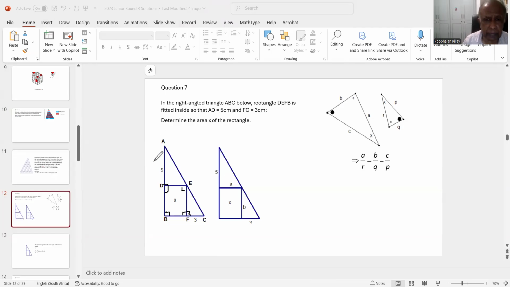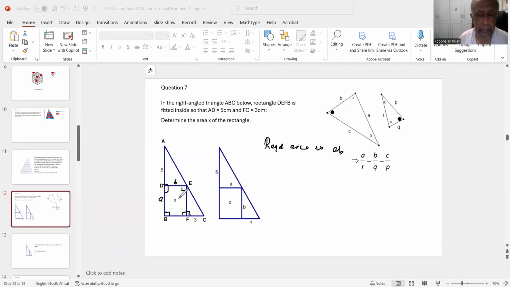All right, now we are given that AD is 5. You can see it here. And FC is 3. So these two measurements are given. And the question is, find the area X of the rectangle. What's the area of the rectangle? So let's just call them A. Let the sides be A and B. And we don't know those sides. We are given this 5 and 3 only. So the required area is AB.